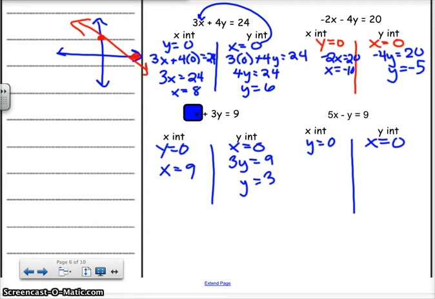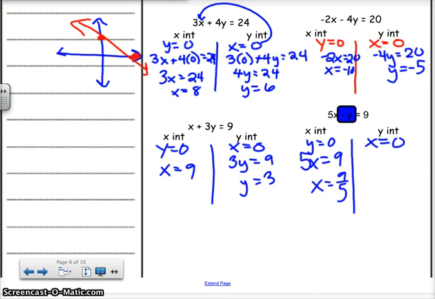When y is 0, I cancel out that y term, and I get 5x equals 9. X is 9/5, or 4 1/2. It's okay to have a fraction. Oh yeah, that's what I meant. Good call. The next one. Canceling out the x term, you get negative y equals 9. Y equals negative 9.